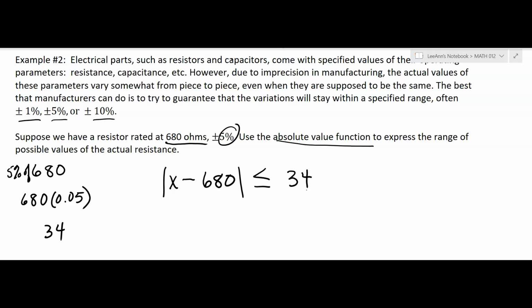Okay? So that's how we take this idea that there's this window within 5% accuracy of 680, and we write it as an absolute value function. Now you might say, well, why would you want to do that? Why not just put the range?